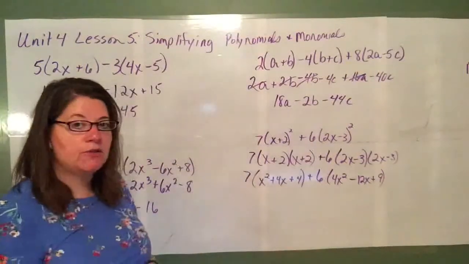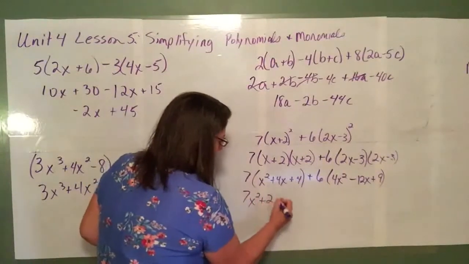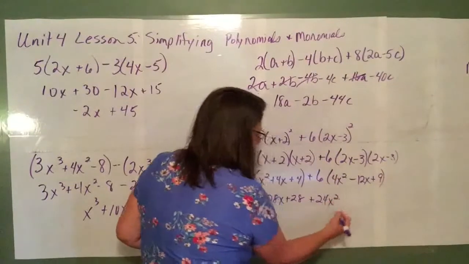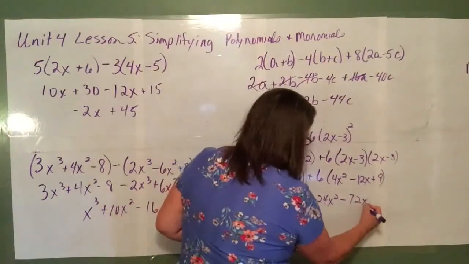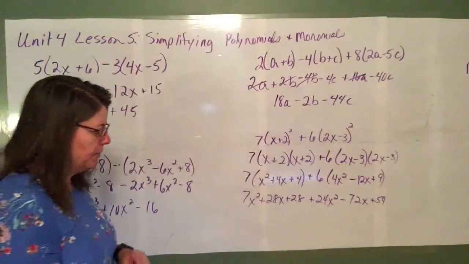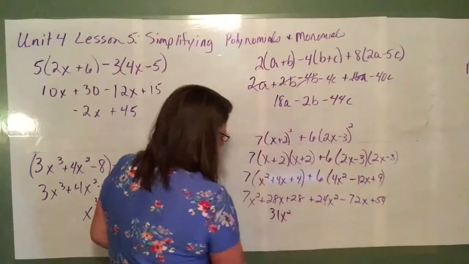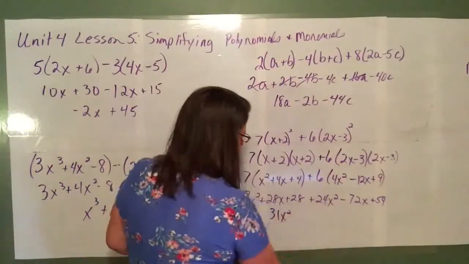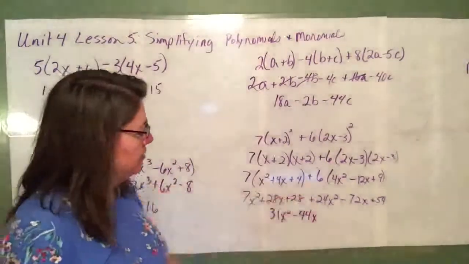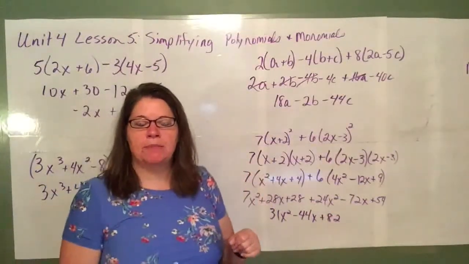The next thing I would do is distribute the numbers on the outside. So I've got 7x squared plus 28x plus 28 plus 24x squared minus 72x plus 54. And then I'm going to add like terms. 7x squared plus 24x squared is 31x squared. 28x minus 72x is minus 44x. And 28 plus 54 is 82. There's a review of simplifying polynomials.